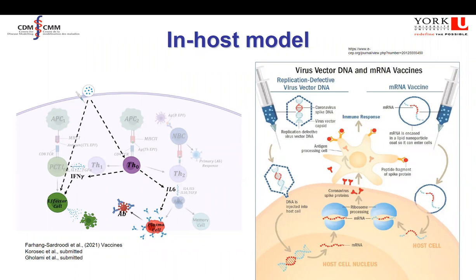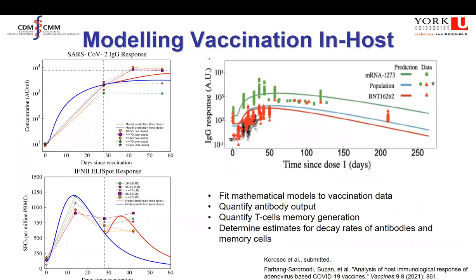So we fit this mathematical model to data, and you can see what that looks like here. So here, the dots and the dashed lines are data from a clinical trial of the AstraZeneca vaccine, where they looked at one dose or two doses in different age groups.